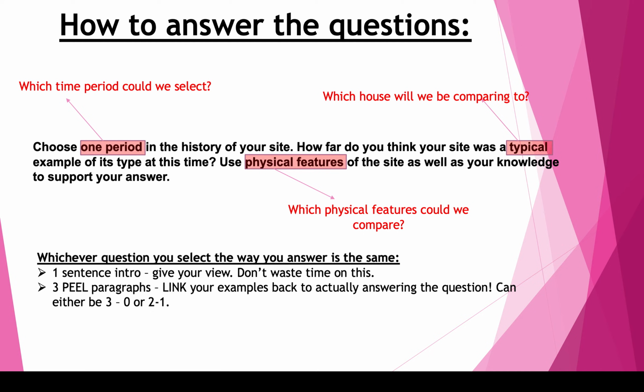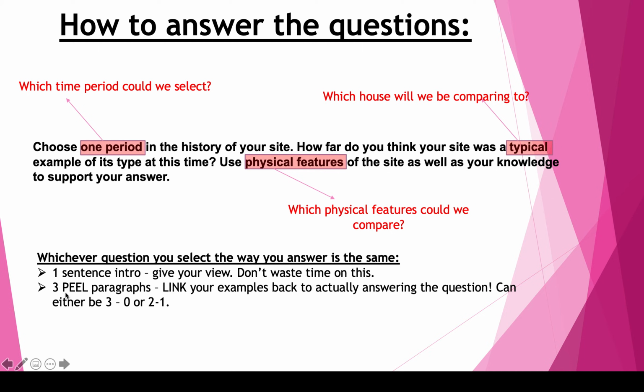You then need to do 3 PEEL paragraphs. So don't forget what PEEL means: point, evidence, explanation, link. And when you are talking in each of these PEEL paragraphs, you need to make sure that your examples, your physical features, actually link back to the question that you are answering. Don't just list the physical features off. Make sure that you are using the physical features to actually answer what the question is asking you.